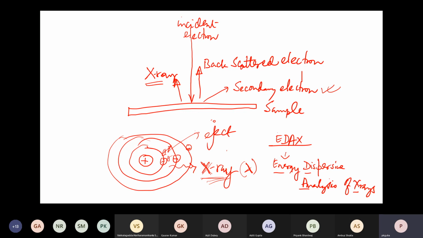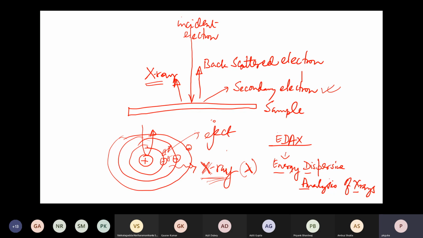What about backscattered electron? Backscattered electron is the beam electron when it interacts with the nucleus of the specimen atom. So it's essentially an elastic collision. It interacts with the nucleus and is scattered back. So this is known as backscattered electron.